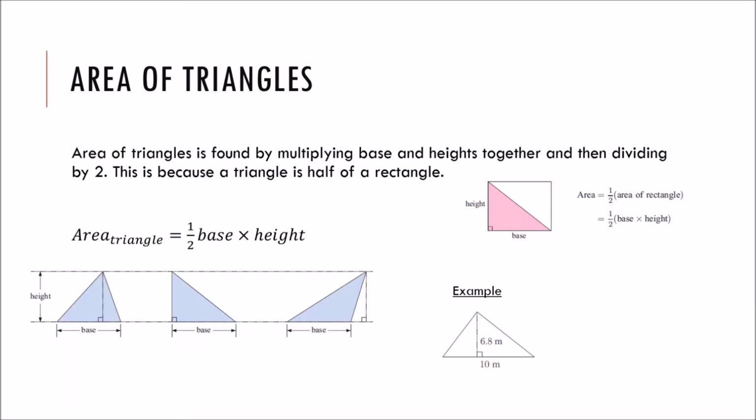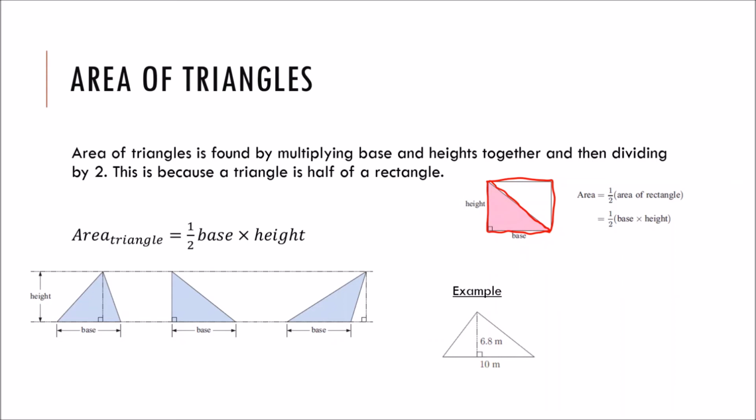What about, say, triangles? So the area of a triangle is found by multiplying your base and your height together, and then you divide it by 2. Now this is because a triangle is half of a rectangle. So if we look at this example here, with this little rectangle we've got there, if I did height times by base, and I want to find the area of this triangle, well, I'm just going to cut that rectangle in half. And that's exactly what my area formula for a triangle is. Its area is half of whatever the area of the rectangle was.